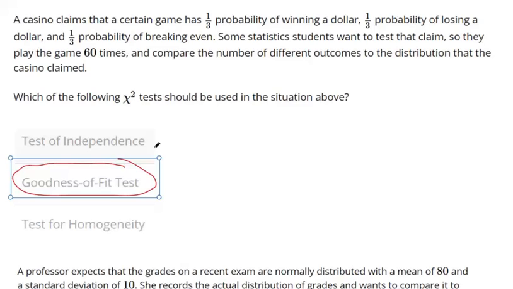Okay, you use the chi-square goodness of fit test if you're just taking one column of numbers and seeing if it follows a pattern that's already been predetermined.